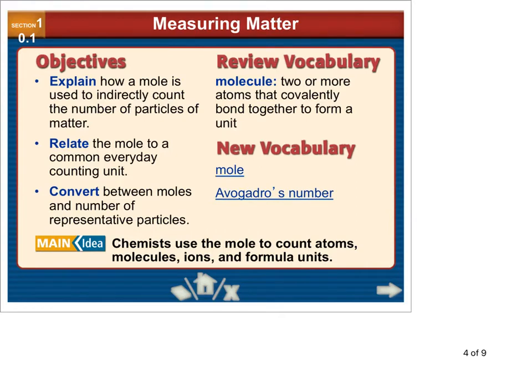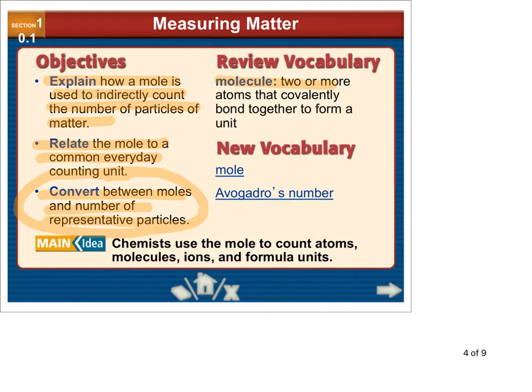In Section 1, your objectives will be: you'll need to know how a mole is used indirectly to count the number of particles of matter. Going to relate the mole to common everyday units. And we're going to convert, this is the big one, between moles and numbers of represented particles. That's the really important one.